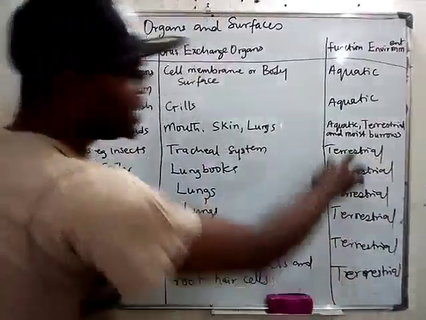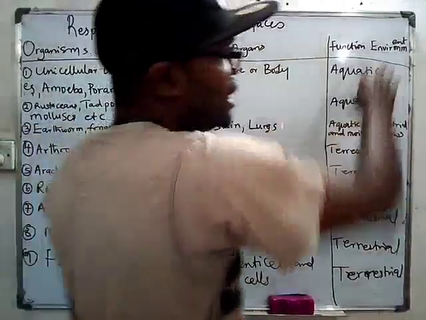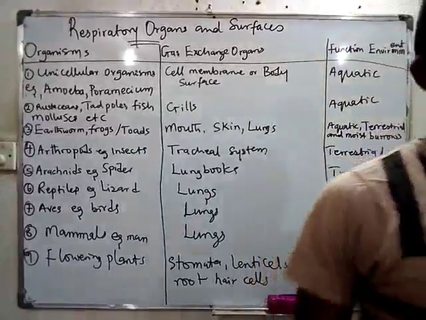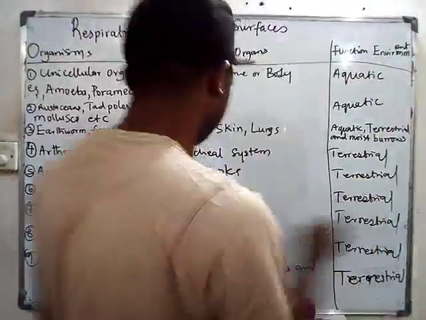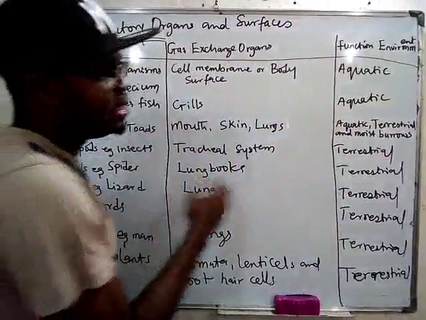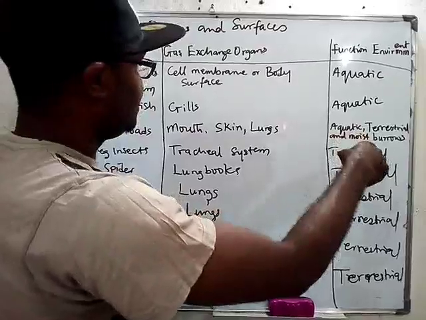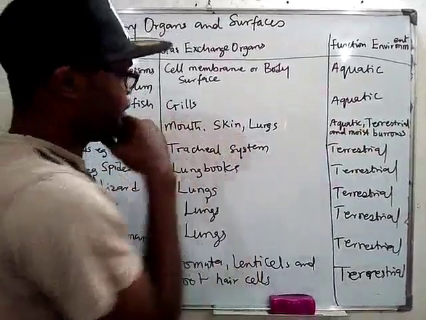You find out that most terrestrial animals, what are terrestrial animals? Animals that live on land, most of them are using lungs. But the aquatic animals, they are using their skin and gills. You understand?